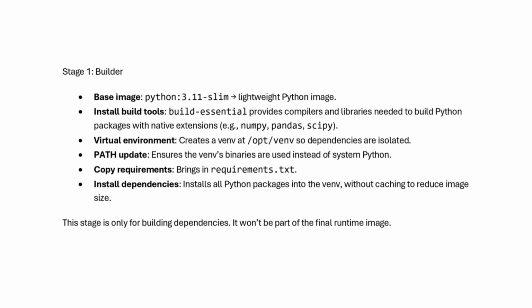Installing build tools. Build essential provides compilers and libraries needed to build Python packages with native extensions, that is NumPy, Pandas, SciPy. So build essentials provide the compilers and libraries that are needed to build Python packages with native extensions. Virtual environment. This creates a venv at /opt/venv, so dependencies are isolated. Path update. This ensures that venv's binaries are used instead of the system's.